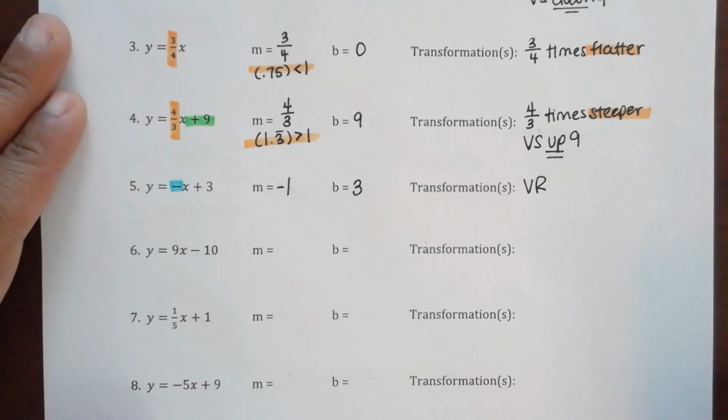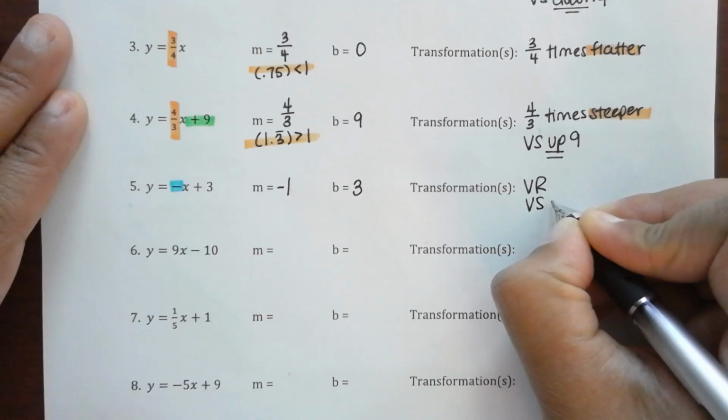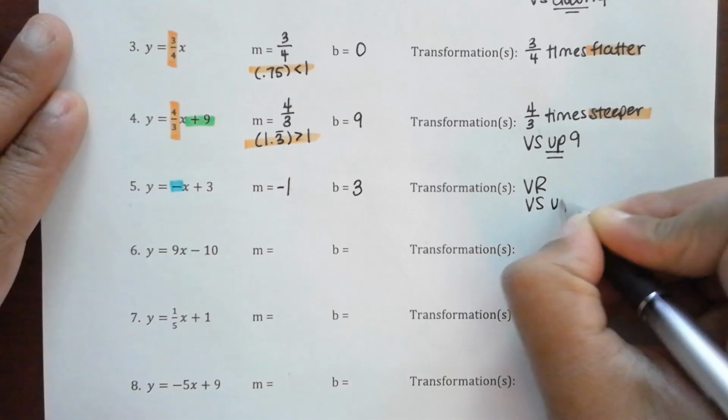What was it? Vertical shift. Down. Why would it be up and not down? Oh. Because it's positive.